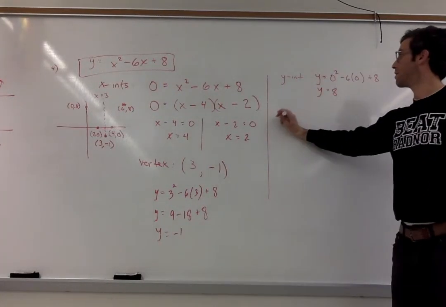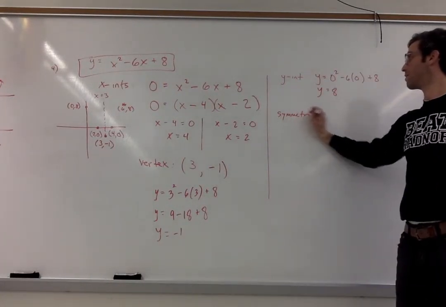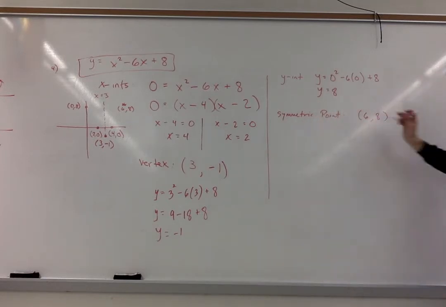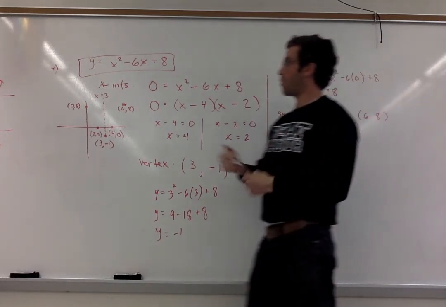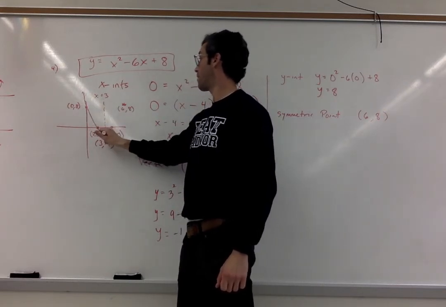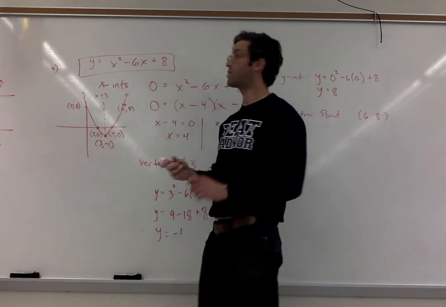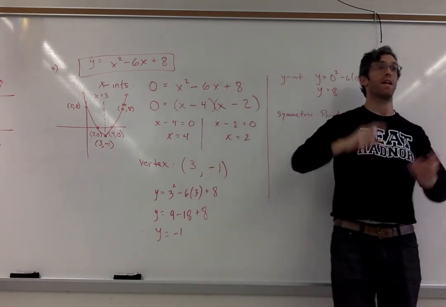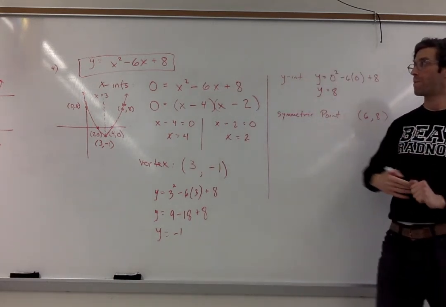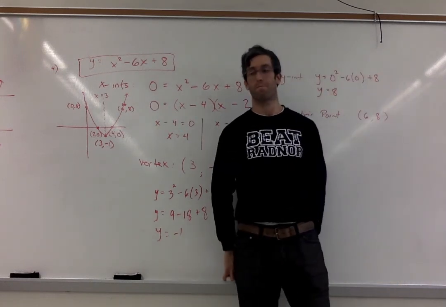So you'd write the symmetric point as 6, 8. And then we're done. Then we have enough points to graph. You can keep finding more and more points if you want, but I think this is already a lot, to ask you for the x-intercepts and the vertex and the y-intercept and the symmetric point. This is a lot to do.